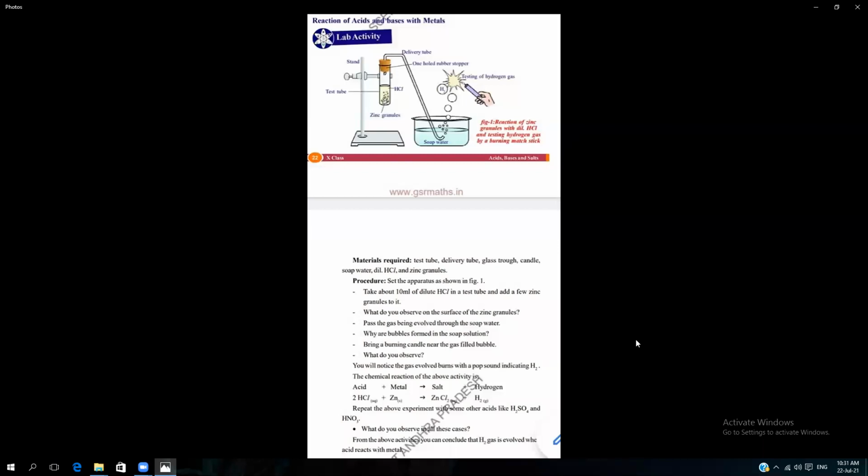Always remember one point: when acids react with metal, they always form hydrogen gas. Hydrogen means H2 gas evolves. Do you understand? Yes, sir. Okay, now can anybody tell me, for example, if we take H2SO4 solution, an acidic solution, instead of HCl, what is the reaction? Can you tell me, anybody?